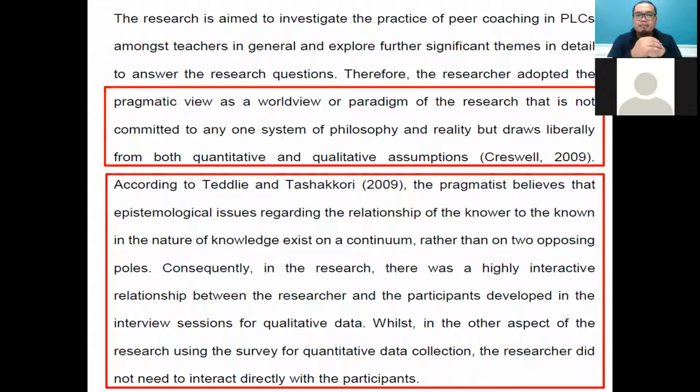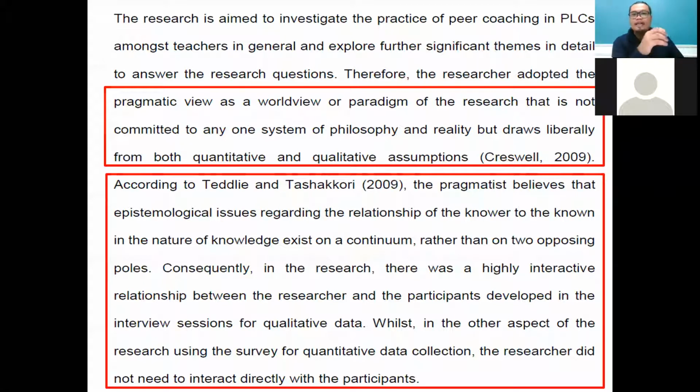Therefore, the researcher adopted a pragmatic view as the worldview or paradigm of the research, which is not committed to any one system of philosophy or reality, but draws liberally from quantitative and qualitative approaches. Because you want to use mixed method, you need to cite the sentence that is most suitable to explain why you chose mixed method.